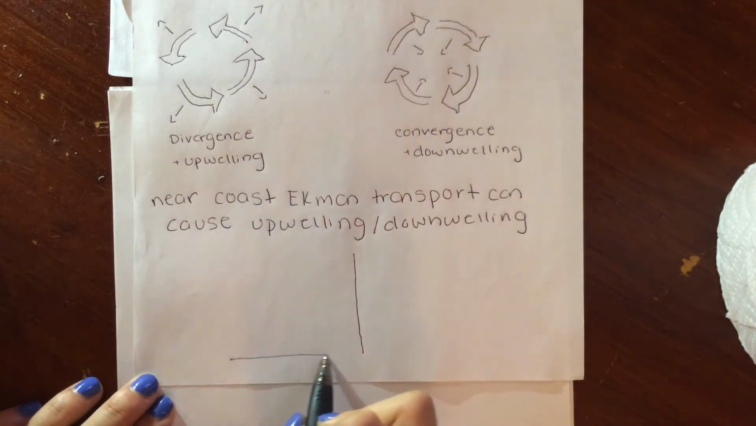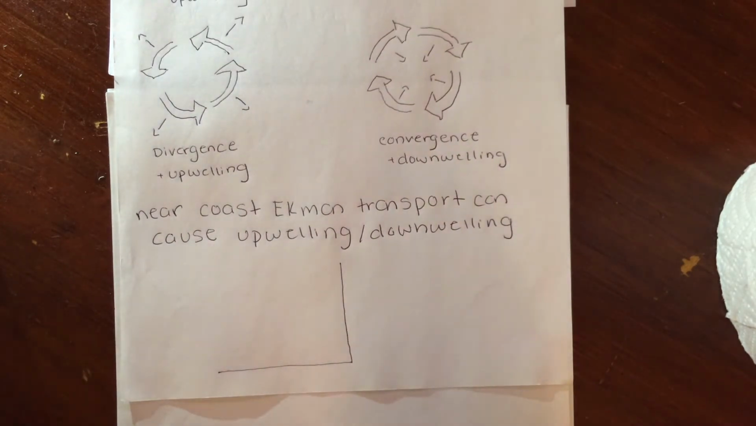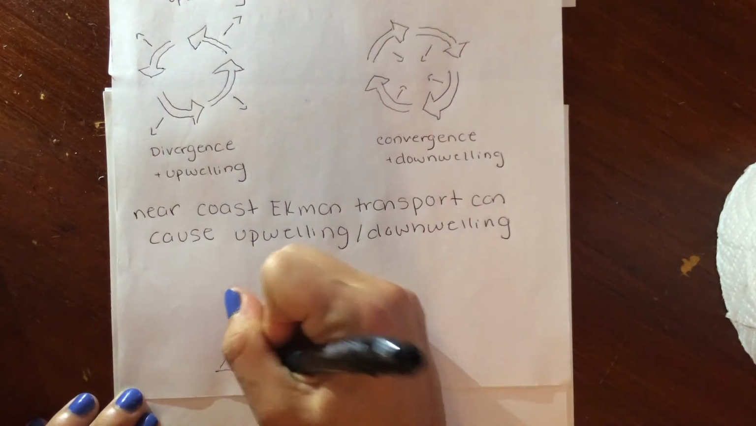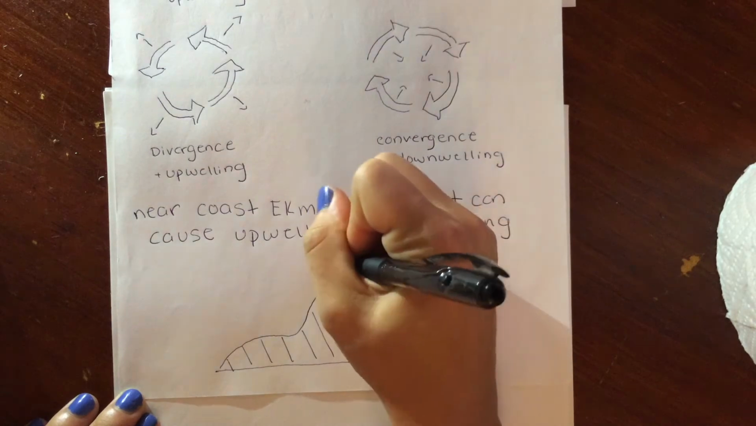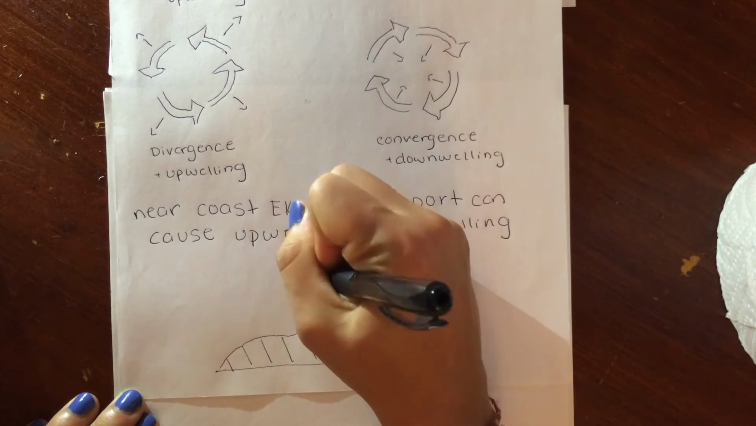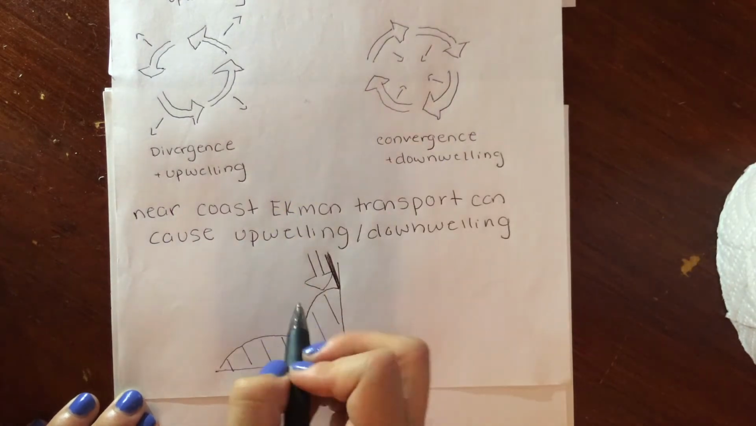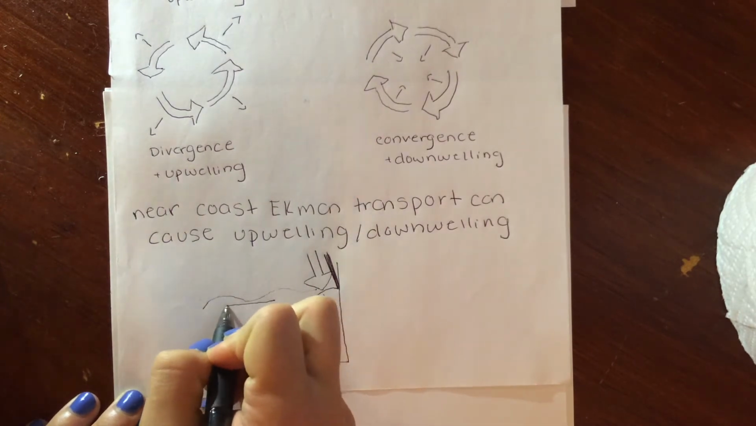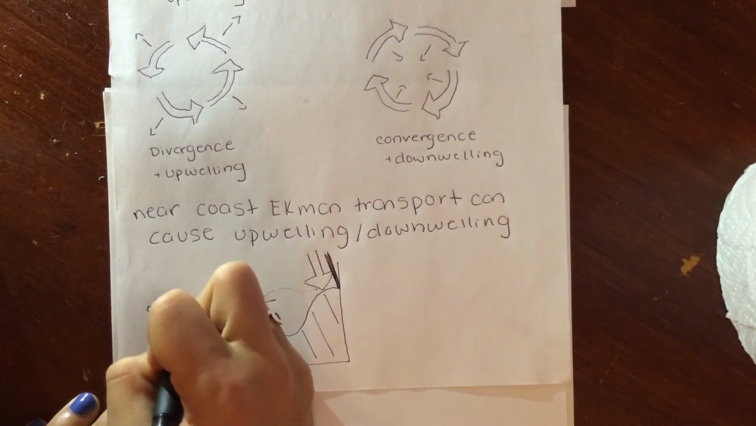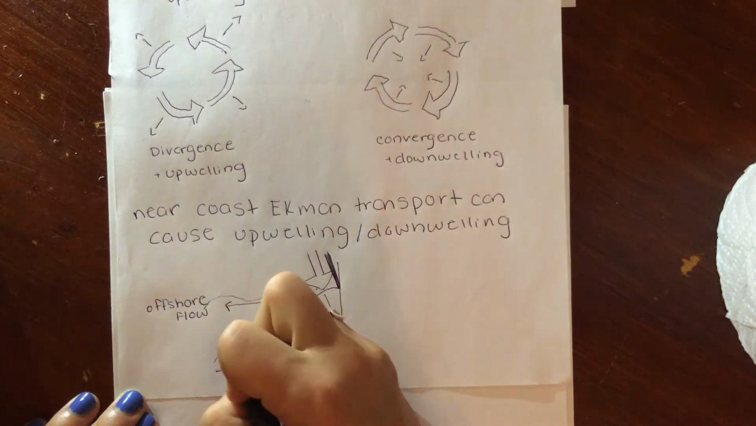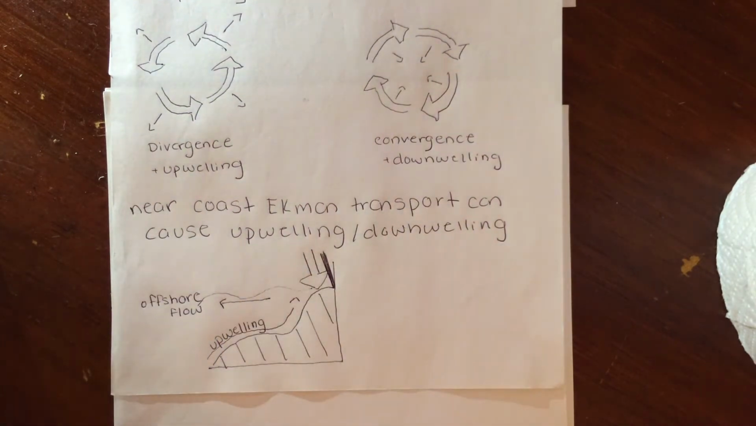Near-coast Ekman transport can also result in upwelling or downwelling. Imagine a cross-section of the coastal region. You have some bottom topography and the coastline on the right-hand side. Sorry, this isn't a great drawing. Let's say winds are blowing along the coastline, sort of towards you or out of the page. The resulting Ekman transport is offshore. Those waters pushed offshore have to be replaced by upwelling, therefore bringing waters from the deep ocean to the surface.